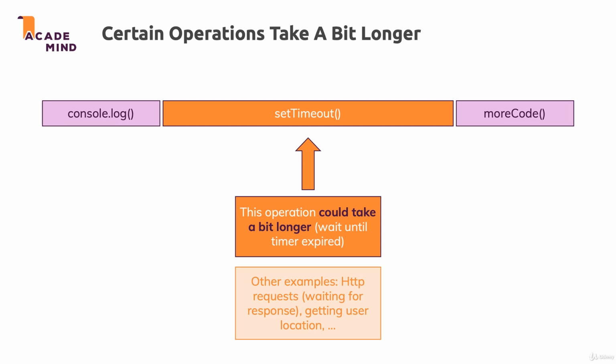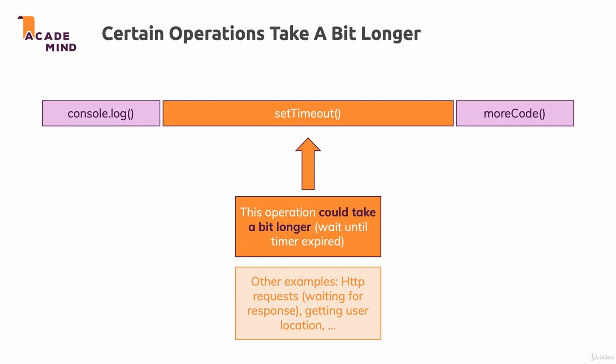We simply have certain operations which can't be finished immediately. It's not just timers, where we as a developer decide how long it should take. It's also other operations like HTTP requests or getting the user location, which simply take a bit longer. And typically, you don't want to block your entire script until these operations finish. Because blocking your script would not just mean that the next line doesn't execute immediately, it would also mean that no other code can execute.